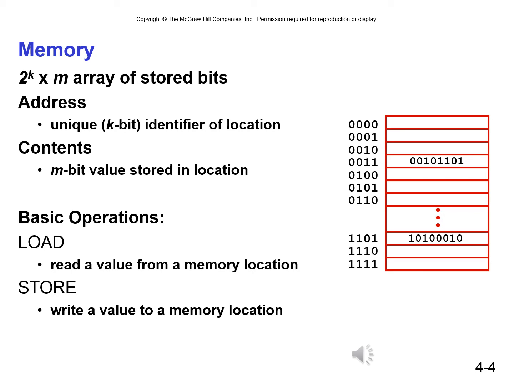Load reads a value from a memory location into the processor, and it will read it from a memory location to a general purpose register. First time you're hearing that, it's not the last time. We're going to talk about general purpose registers ad nauseum. Store writes a value from the processor to a memory location.